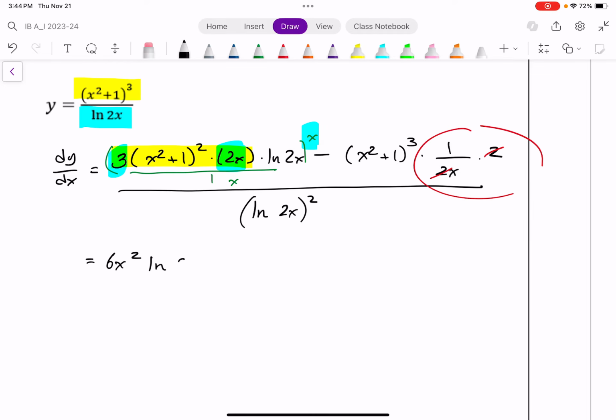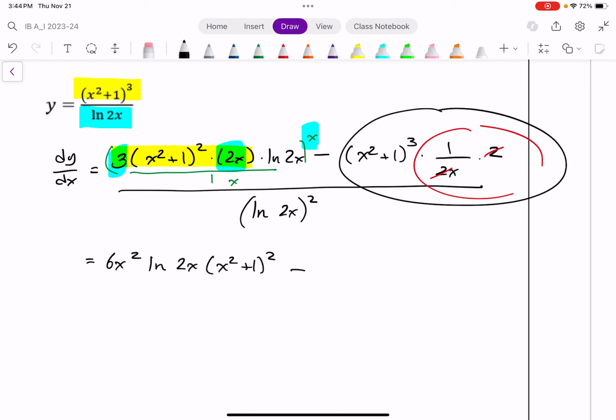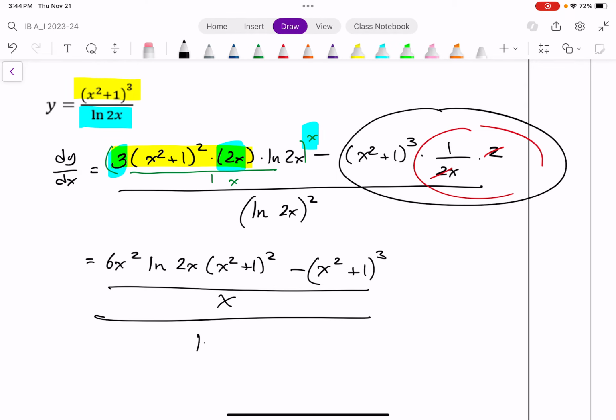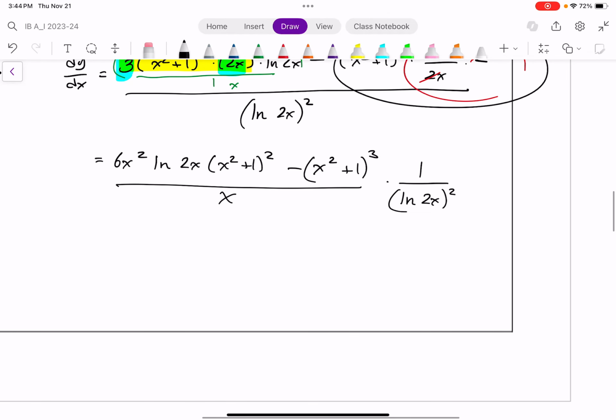times the ln of 2x times x squared plus 1 squared minus, over here, all I have is x squared plus 1 all cubed. Keep in mind, all of this is over x. But as well, all of this is being divided by the ln of 2x all squared. So instead of having that double division, I will show this whole thing being multiplied by 1 over the ln of 2x all squared. And so putting it all together, I have almost the exact same thing as before. It's still quite messy, but not as crazy as it was at first.